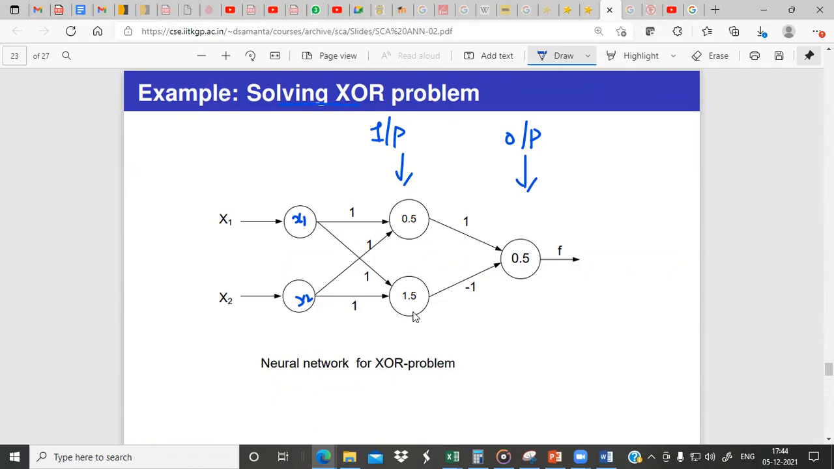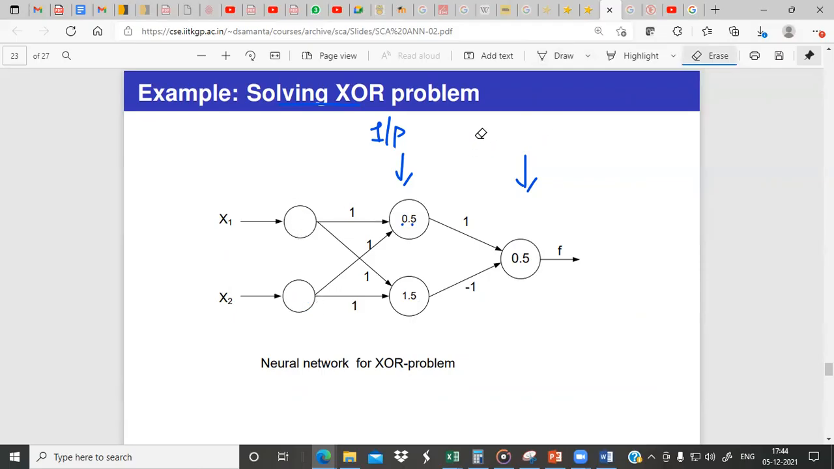The weight from X1 to the first neuron is 1. First input to the second neuron is also 1. Second input to the first neuron, the weight is 1. Second input to the second neuron, also the weight is 1. And the weight from the first neuron of the input layer to the output layer is 1. And the weight from the second neuron of the input layer to the output layer is -1. So this is how it is defined.